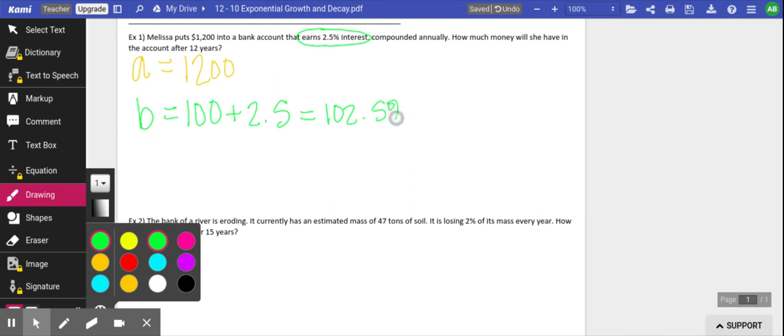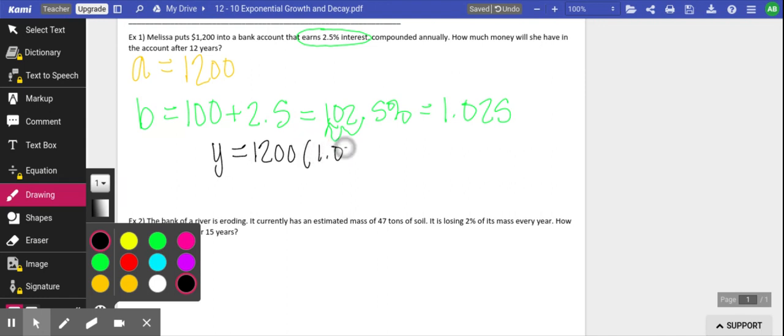And then our B value, because we are earning interest, that means that we are going to take that 100% plus that 2.5% that we're earning. So that gives us 102.5%, which converted into our decimal, we're going to move that decimal point 2 over. We get 1.025 for B. So that gives us our equation: y equals 1,200 times 1.025 to the x power.